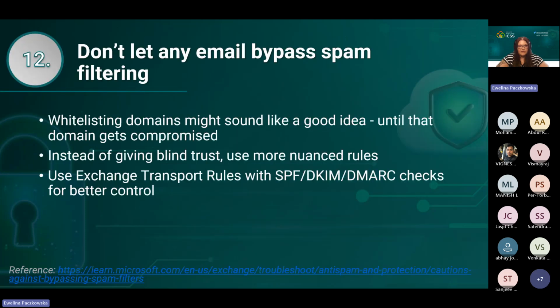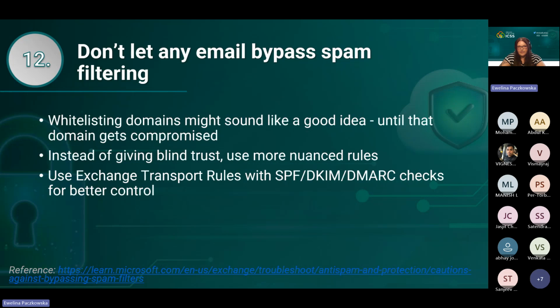Okay, so tip number 12 is do not let any email bypass spam filtering. Whitelisting domains might sound like a good idea, right? Until that domain gets compromised. So you might say, okay, the domain is safe now, but who's to say that it's still going to be safe in a couple of months' time? So instead of giving them that blind trust, you can use more granular settings or more nuanced rules.